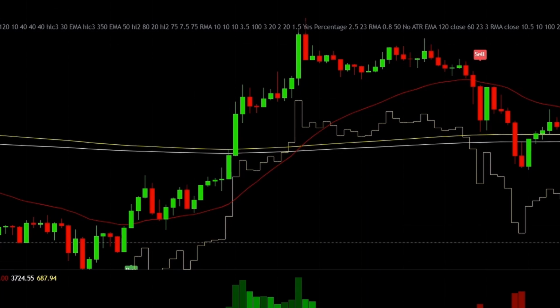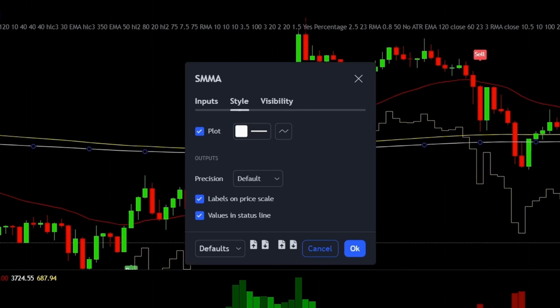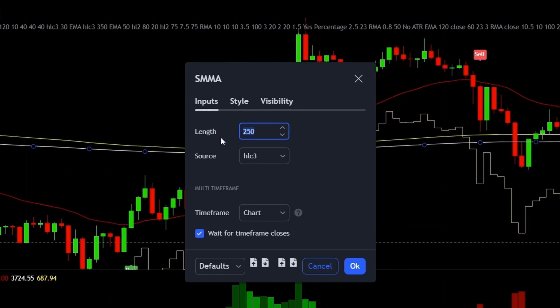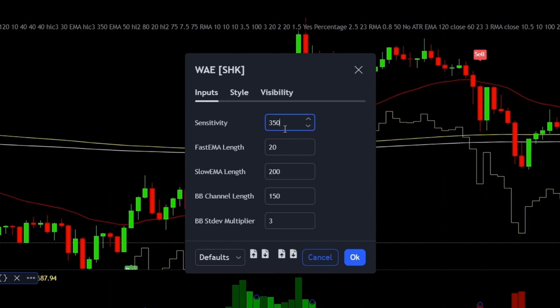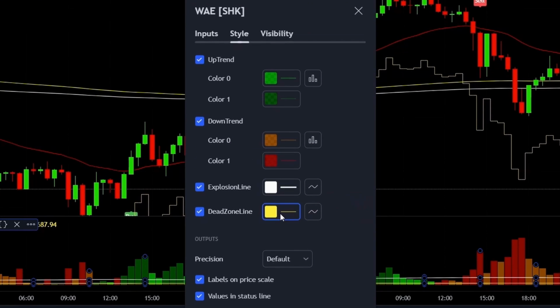Next up, our first filter, the trendline filter, the SMMA. With the SMMA, I am using a 250 length and again an HLC3 source. Next up, our last filter, the Wada explosion. I am using a 350 sensitivity, a 20 length fast EMA, a 200 length slow EMA, a 150 Bollinger Band channel length, and a 3 Bollinger Band multiplier. In the style section, I changed the dead zone line to yellow and the explosion line to white.